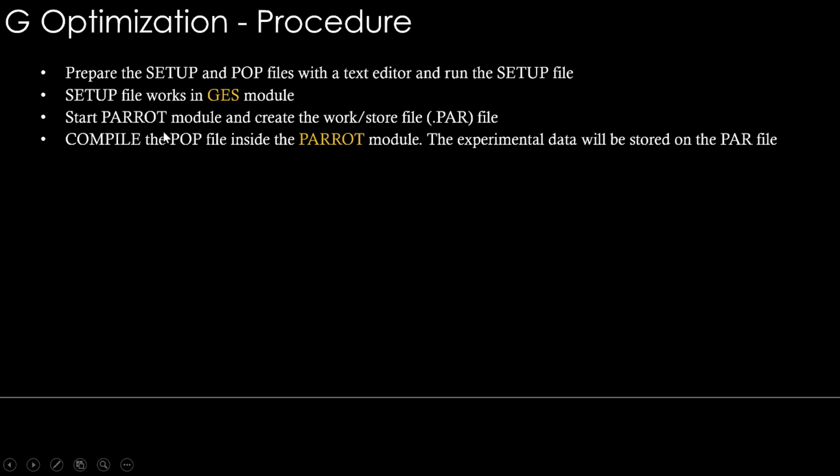Once this parrot module is started and the par file is created, then we can compile the pop file inside the parrot module. Then the experimental data from this pop file will be stored in the par file. So that will come into this par file. Okay. So already the model is there in GES. After running that setup file, we open the parrot module and create the par file and add all experimental data to that. So now everything is in par now. Models and the experimental data and the input data, right?